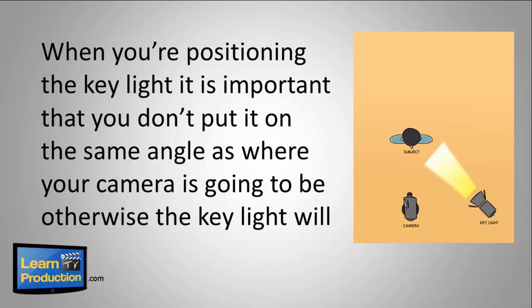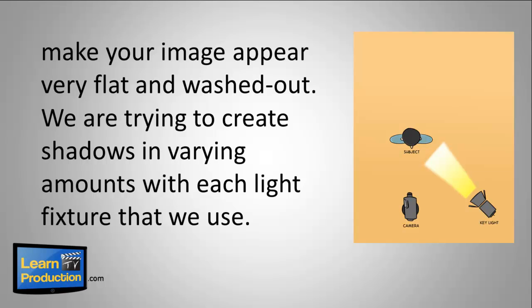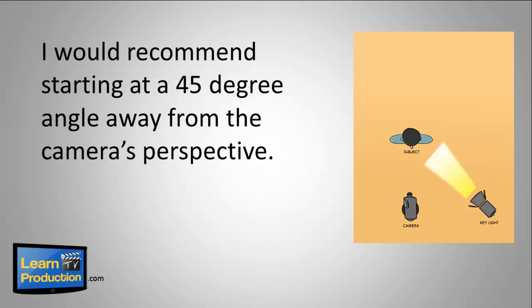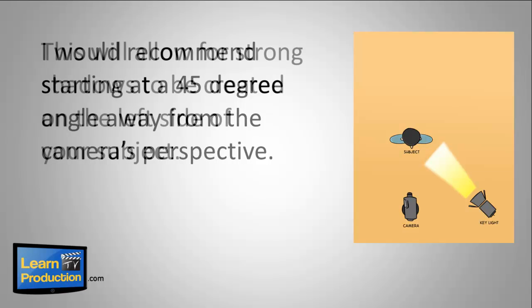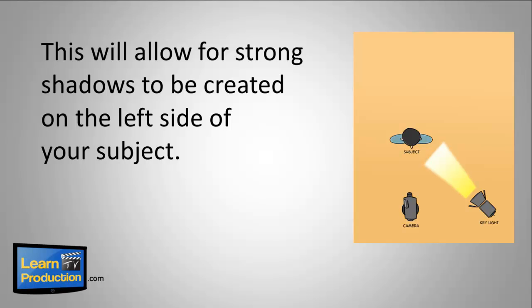When you're positioning the key light, it's important that you don't put it on the same angle as where your camera is going to be. Otherwise, a key light will make your image appear very flat or washed out, something you obviously don't want. We're trying to create shadows in varying amounts with each light fixture that we use. I'd recommend starting at a 45-degree angle away from your camera's perspective. This will allow for strong shadows to be created on the left side of your subject.